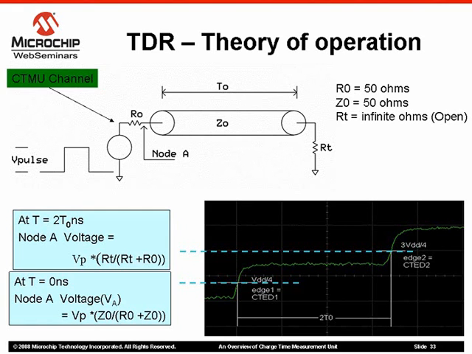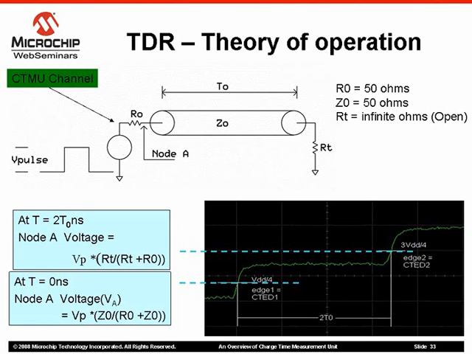The transmission line has an electrical length of T0, where T0 is the time it takes for the pulse to propagate down the transmission line. The electrical length T0 of the transmission line can be calculated by taking 1 over the speed of light, which is equivalent to 1.017 nanosecond per foot, multiplied by the length of transmission line. The voltage at node A at 2 times T0 will be Vp multiplied by RT divided by RT plus R0.